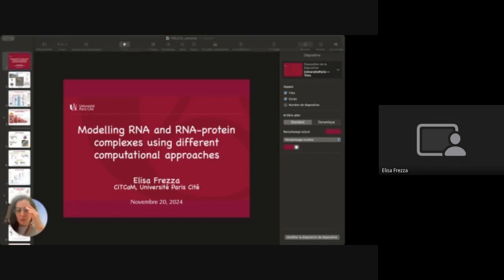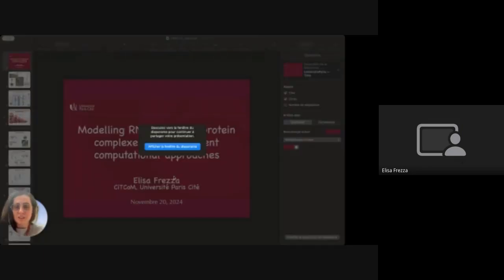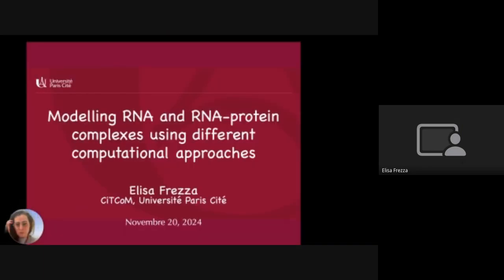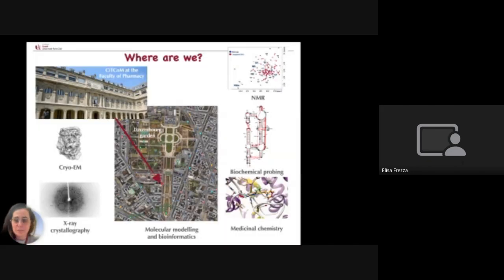So during this presentation, I wanted to tell you a bit more about what we are doing. In our lab, we are positioned in Paris, as was said, and we work on different kinds of topics that span from X-ray crystallography and NMR to try to determine structures, as well as medicinal chemistry, and we try to put all that together using molecular modeling and bioinformatics.